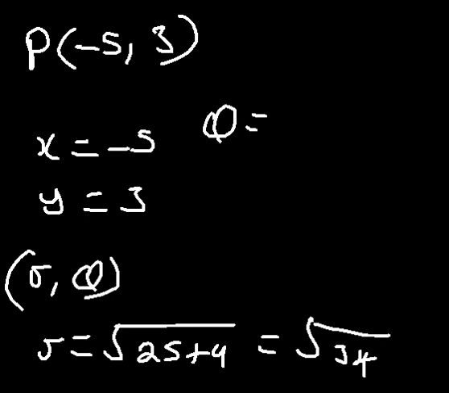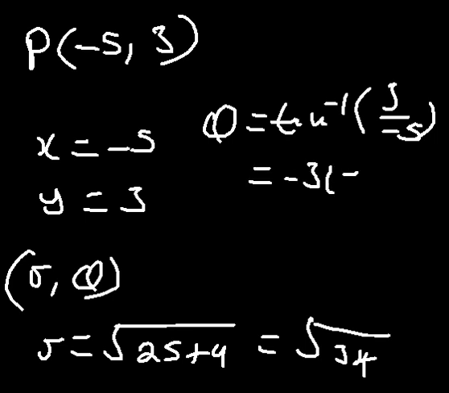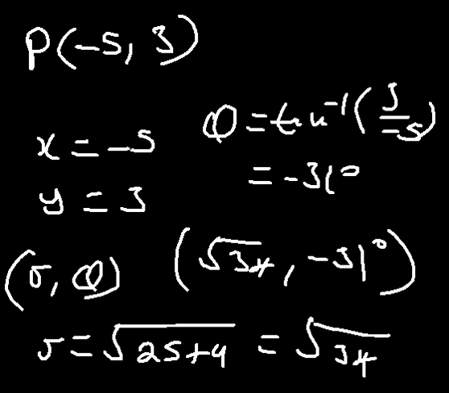And what is the angle theta? We'll have the tan inverse of 3 over -5. So what is the tan inverse of 3 over -5? We have it as -31 degrees. So which means we'll have it as the square root of 34, -31 degrees. So take note of that.